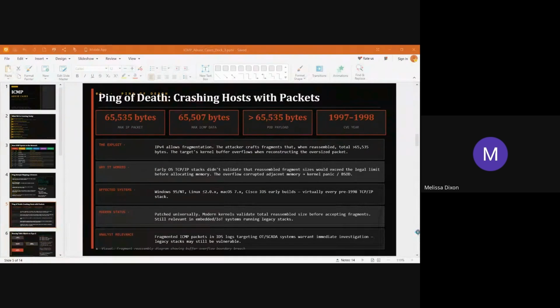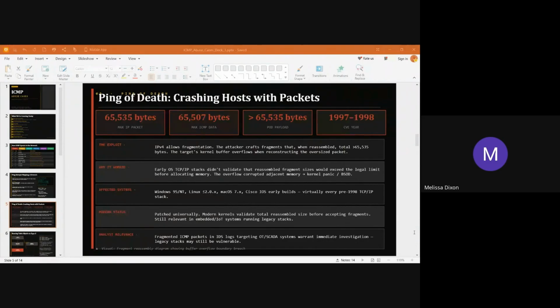So the flaw basically is that the operating system didn't check: will this reassemble to something too big before allocating memory? The overflow wrote into adjacent kernel memory, which means the whole thing's going to crash, right?